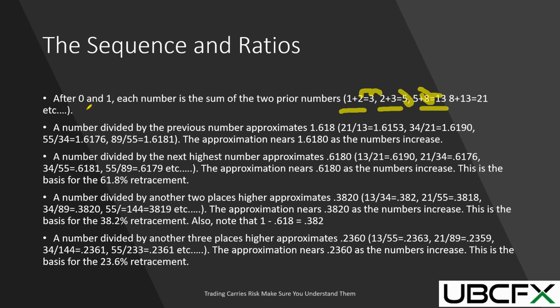Okay. Now, if we were to take these numbers in the sequence and take 21, it doesn't matter where you start in the sequence, you take the equal number and take the previous number. So we had the 8 and the 13, and it equals 21. If we were to take that 21 and divide it by its previous number, which was 13, it's always going to be, depending on how many digits you take it out to, 1.618.